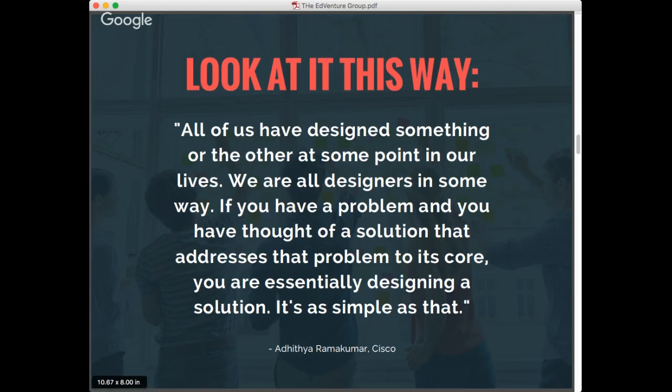And they say, all of us have designed something or the other at some point in our lives. We are all designers in some way. If you have a problem and you have thought of a solution that addresses that problem to its core, you are essentially designing a solution. It is as simple as that. So oftentimes the word design itself can be intimidating because we think that that is a huge step. But really, it's just taking a different approach to solving your own problems. So you are already design thinkers before we even approach looking at it in a simulated workplace kind of environment.